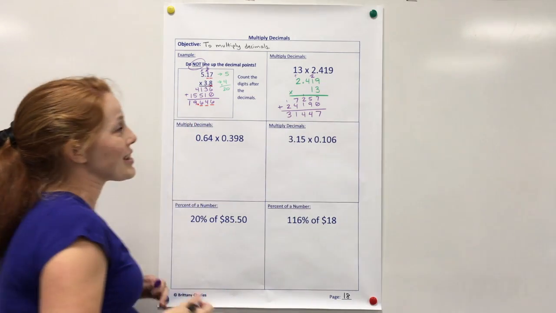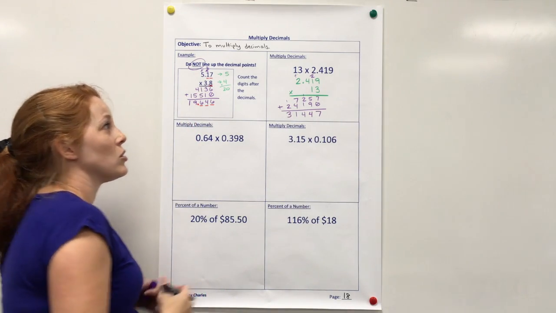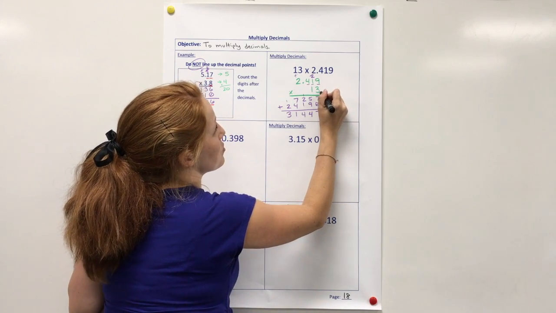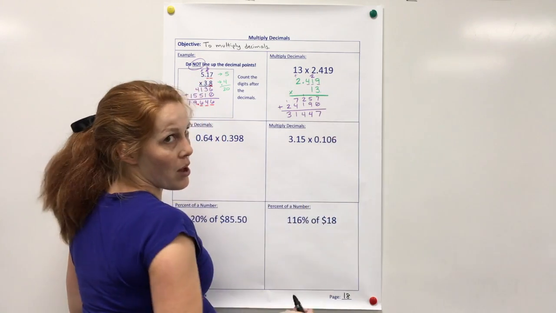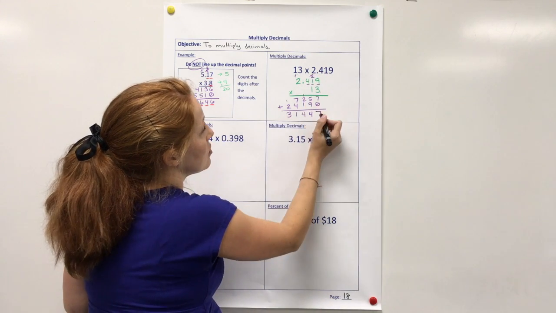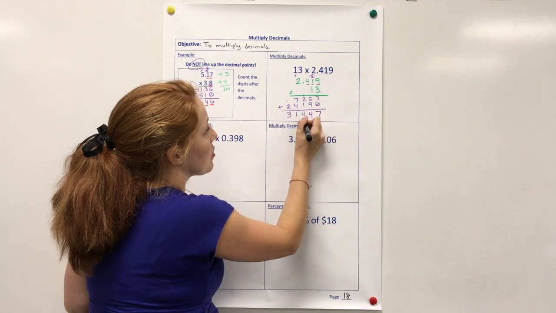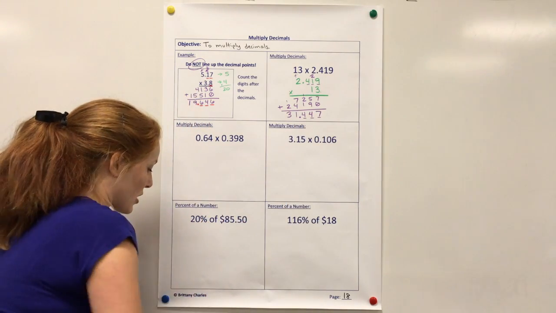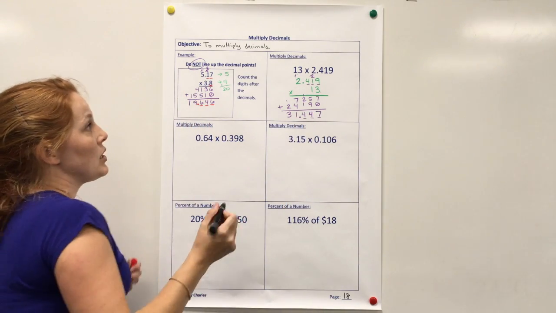And now again, I count the total digits after the decimal. So 1, 2, 3. Now remember, the decimal would be right here, so there's none after that one. So just 3 total. So 1, 2, 3. Decimal goes here. Again, I'm going to check that my answer is reasonable.